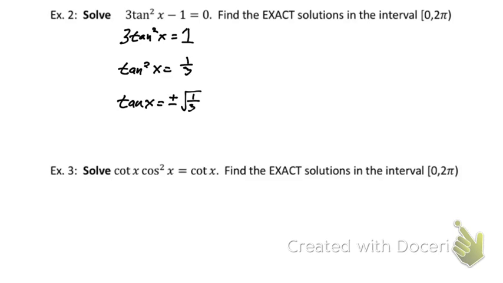Well, that's not simplified because we have a square root of 3 in our denominator. So you need to multiply the top and bottom by square root of 3. And you're going to be looking for where tangent x is equal to plus or minus square root of 3 over 3. Well, since it has plus or minus, that means I'm in every single quadrant. I'm looking for quadrant 1, quadrant 2, quadrant 3, quadrant 4.